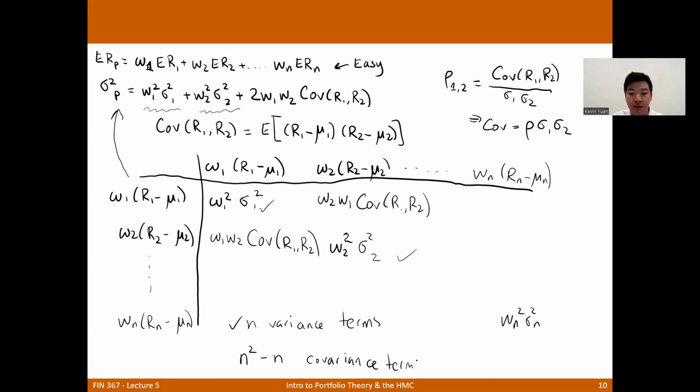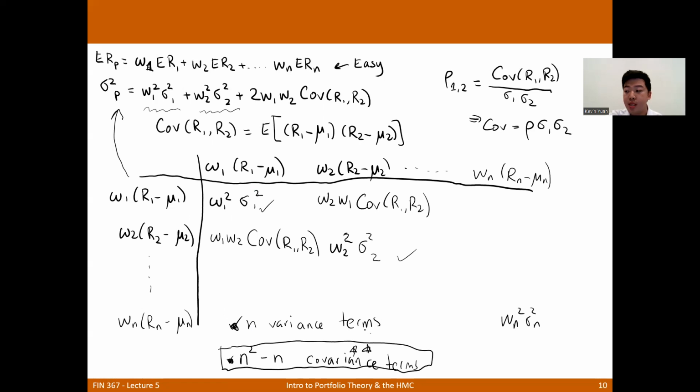And if you just stare at this and ask how much more are there, is n bigger or is n squared minus n bigger? Well, clearly n squared minus n is a lot bigger. And that shows you the importance of the covariance in a particular portfolio, right? Because I just showed you mathematically that when you're looking at the variance of a portfolio, the number of covariance terms dominates the number of variance terms. So that's why the covariance is much more important than the variance of a portfolio.